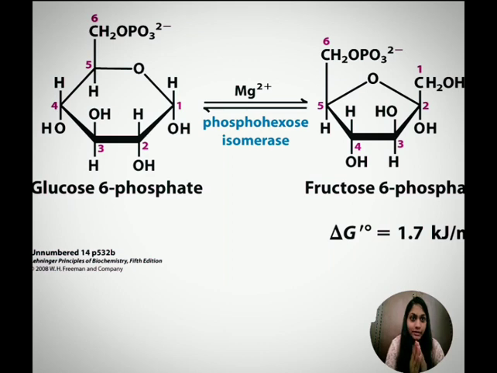So what's the difference here? Nothing. There is not much difference. What happens here is aldose is converted to ketose. Aldoglucose is converted to ketofructose, right? Glucose 6-phosphate is isomerized to fructose 6-phosphate with the help of the enzyme phosphofructoisomerase. Also we can call it phosphohexose isomerase, right? This is the second step, and it's a reversible step of glycolysis.